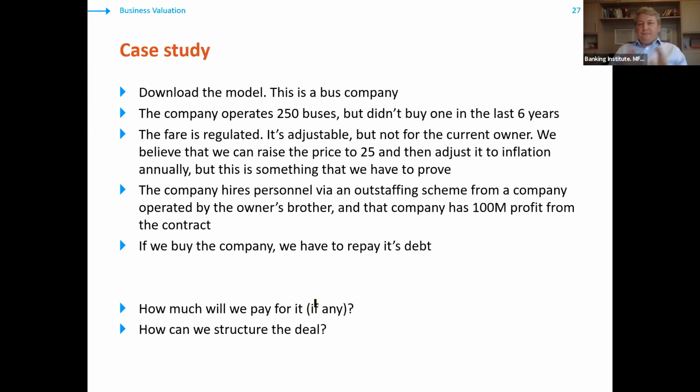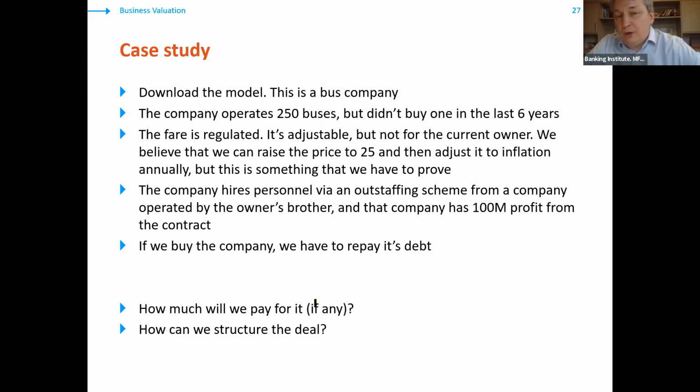So what is the case? This is a real case. All the numbers are fake, but the case is quite real. So I won't tell you the city and the company, but that was a company that still operates municipal transportation. So this is a city bus company.